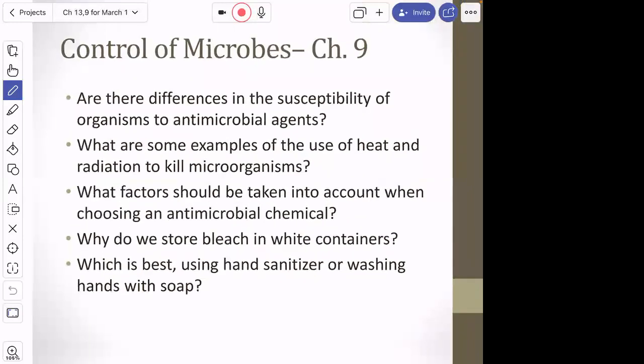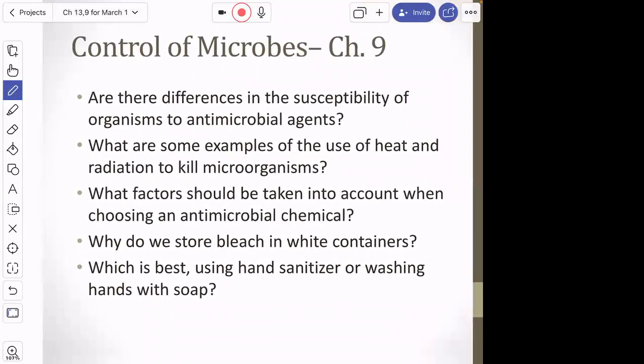So we are going to explore both some physical and chemical ways to control microbial growth. We need to talk a little bit about some terminology and go through a list of organisms and think about which are the hardest ones to kill and why. We're going to talk about factors that we have to think about when choosing a method to cut down on microbes.